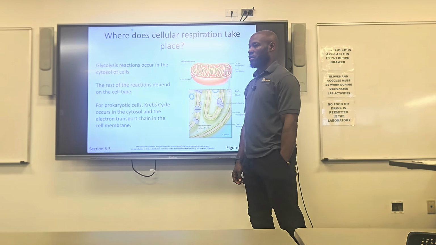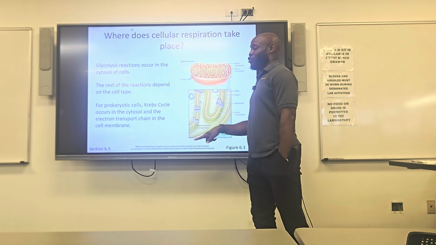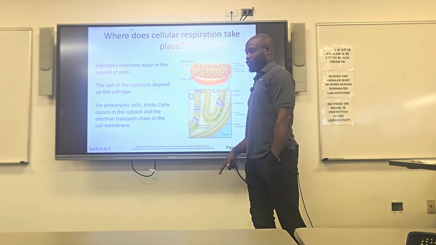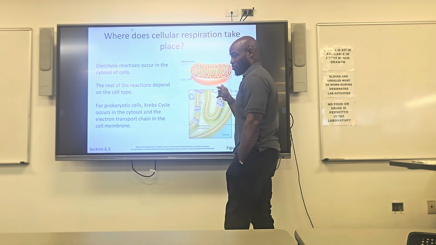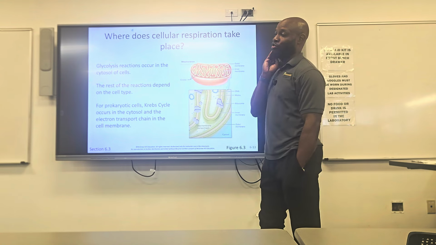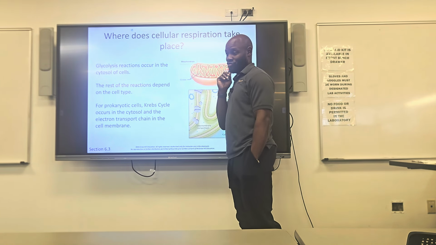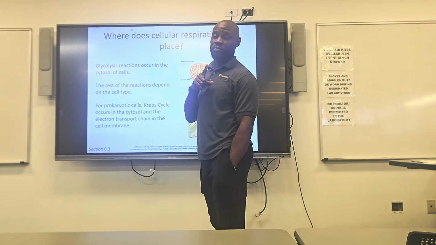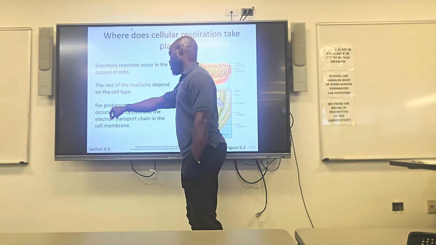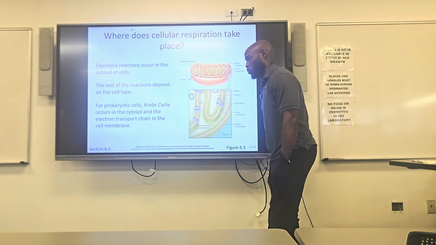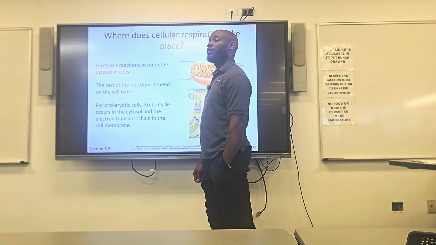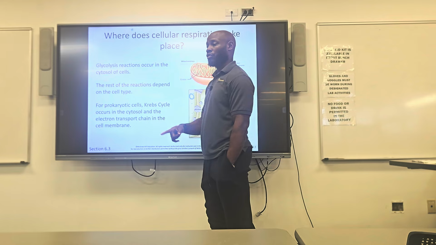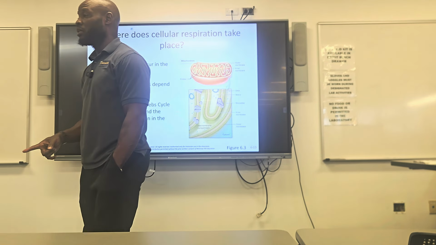The only difference is the nucleus, right? Membrane-bound organelles. Prokaryotes don't have membrane-bound organelles. Mitochondria is a membrane-bound organelle. So that's why their Krebs cycle occurs in the cytosol and the electron transport chain in the cell membrane. Is that a shorter version of saying it doesn't have a nucleus? No, it's not.